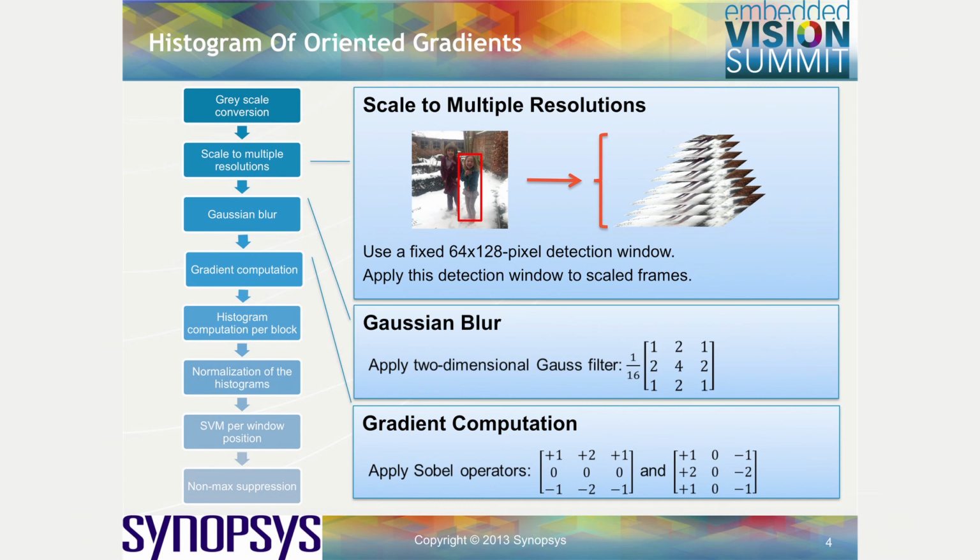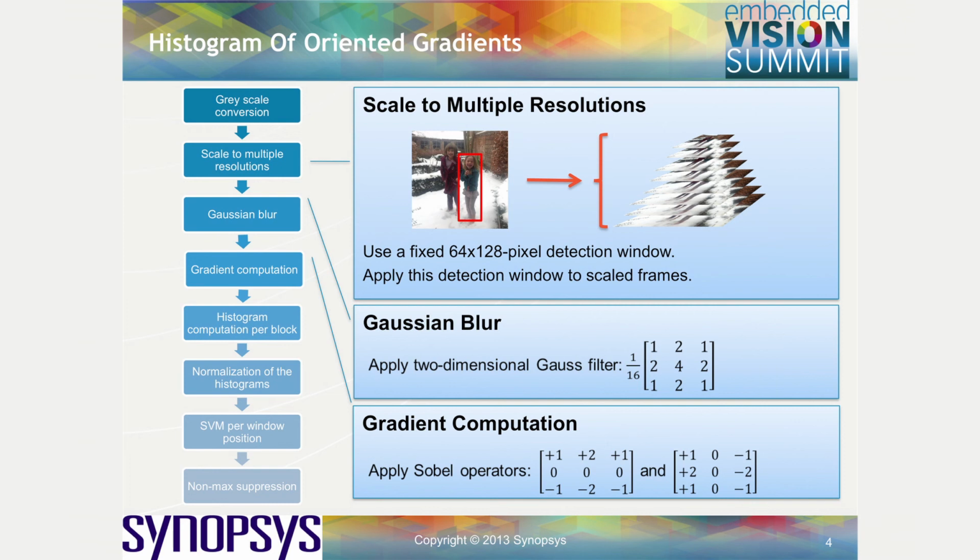After the grayscale conversion, it will take the input frame and scale it to different levels. It makes a pyramid of different scale images. And the reason for doing that is that we want to detect pedestrians at different sizes. So you can see these are my daughters. They're not equal in size, and we don't want to make detectors for all different sizes. So we're going to scale the image first at different sizes and then use a fixed detection window that goes over all these layers in the pyramid.